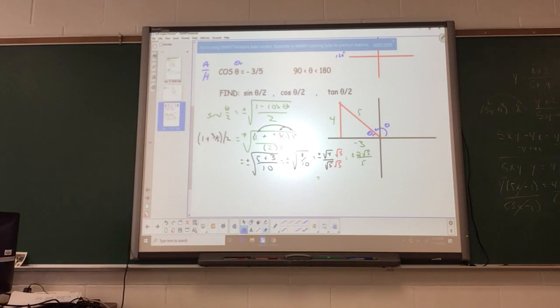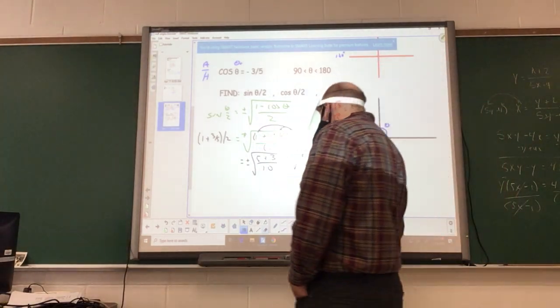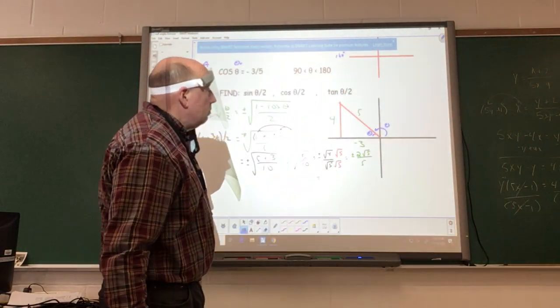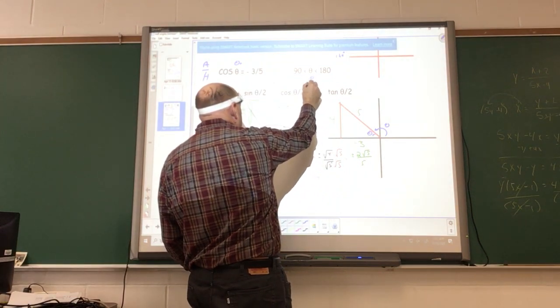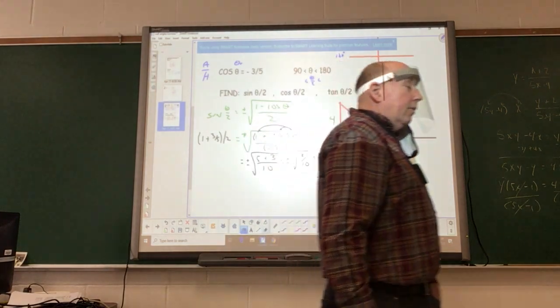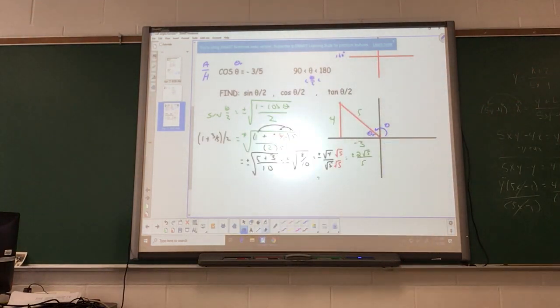Now the question is, which one is it? Is it plus or minus? We have to choose. If theta is between 90 and 180 degrees, half of theta has to be in between what two values? If theta is between 90 and 180, half of theta is going to be in between what and what?